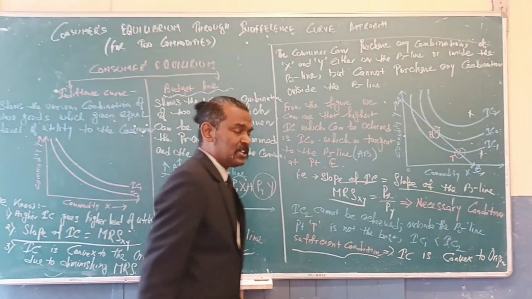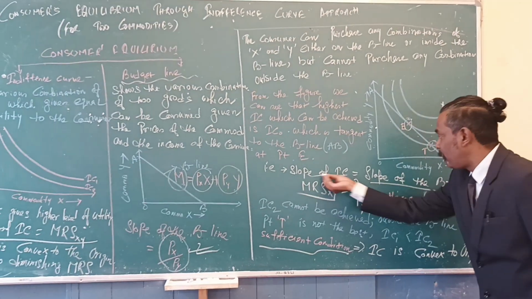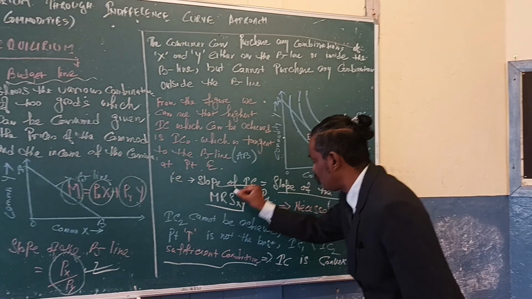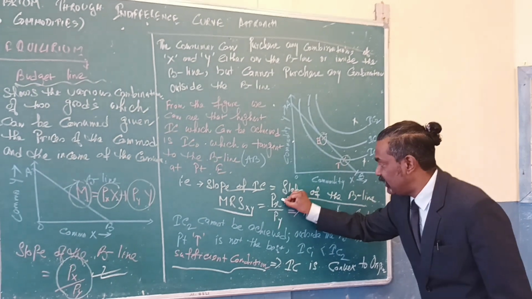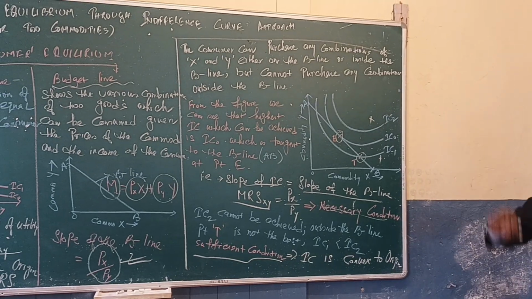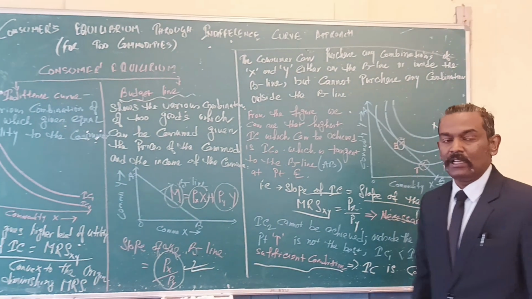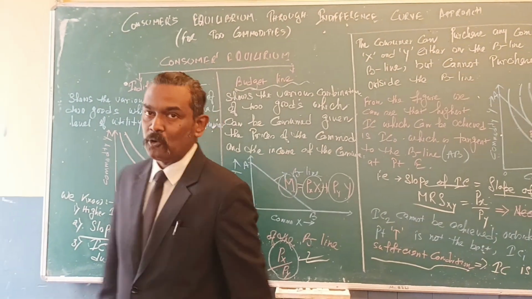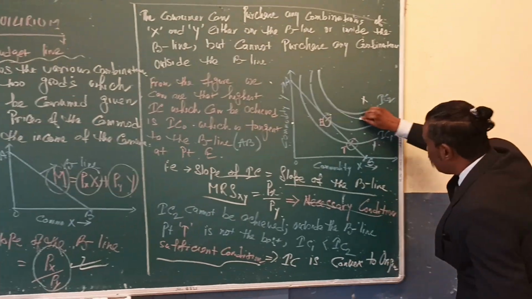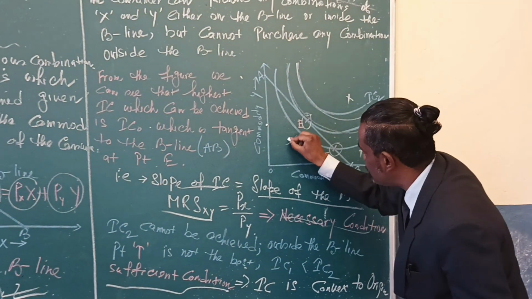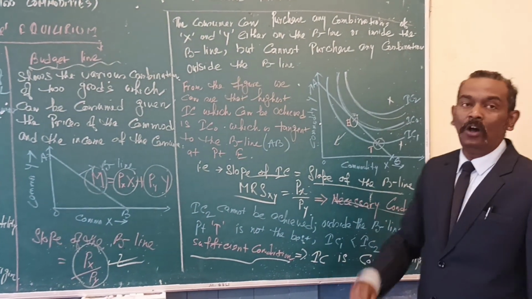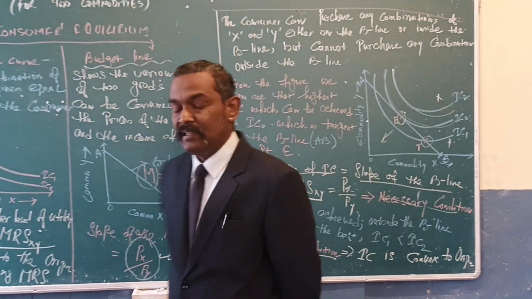So the necessary condition for the consumer's equilibrium is that the slope of the indifference curve is equal to the slope of the budget line. That is, the marginal rate of substitution between X and Y will be equal to Px by Py. This is a necessary condition, but this is not the sufficient condition. The sufficient condition for the consumer's equilibrium by the indifference curve approach is that the indifference curve must be convex to the origin. This is the sufficient condition, or the second order condition for the consumer's equilibrium.